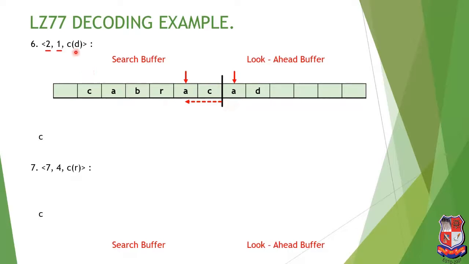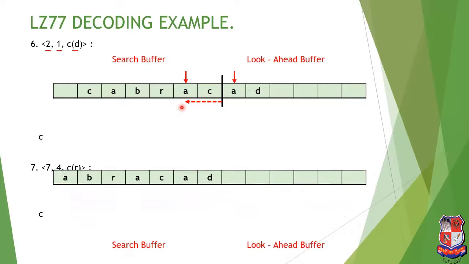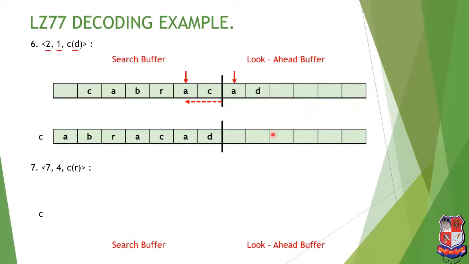Then our code word is C of D, so write down that symbol D here. Then we move that symbol A and D into the search buffer. After moving those symbols into the search buffer, we get the sequence like this. But here the size of the search buffer is 7, so only 7 symbols are stored in the search buffer. So we write down the symbol C out of this search buffer. We move that symbol A and D from the look ahead buffer to the search buffer here.